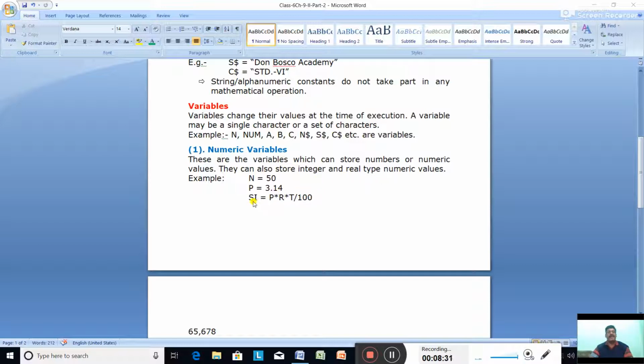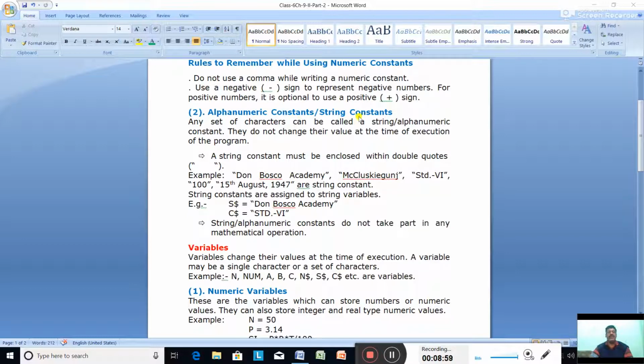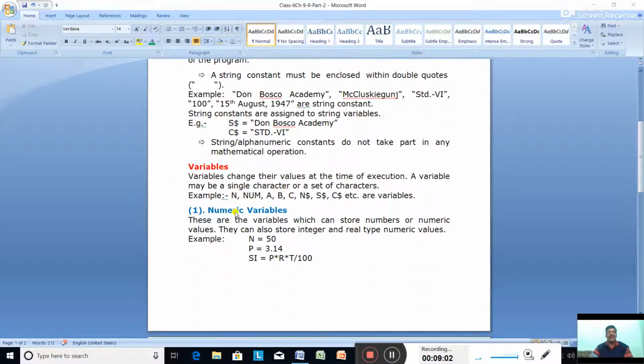The same way, an expression: SI, simple interest, equals principal into rate into time by 100. So this is a mathematical expression and SI is a numeric variable. So numeric variables are the variables which can store numbers or numeric values, and they can store integer and real type numeric values. In today's class, we have learned the rules to write a numeric constant, what is an alphanumeric or string constant, what is a variable, and what are numeric variables. So learn these definitions and practice. Thank you.